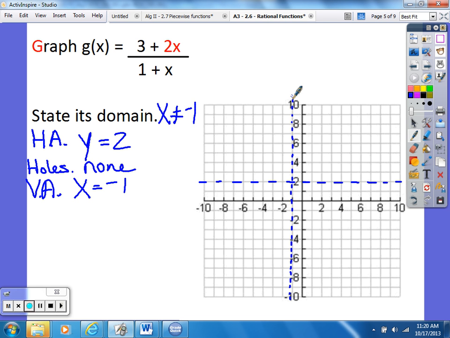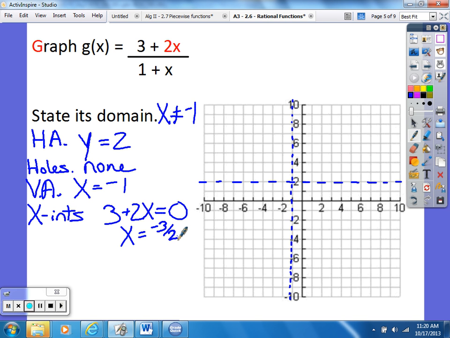X-intercept. How do I find x-intercept? Set top equal to 0. So that'd be 3 plus 2x equals 0. Set top equal to 0. You've already set the bottom equal to 0. So the x-intercepts are the top. X equals negative 3 over 2.